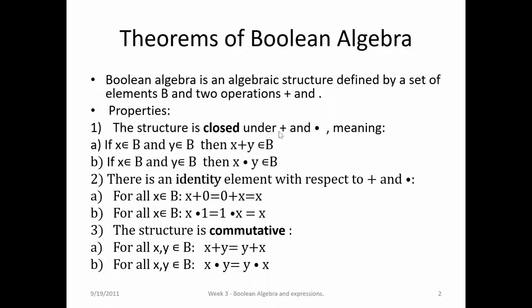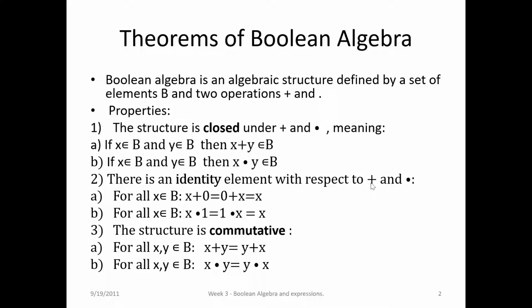Okay, so in here you see the structure is closed under plus or dot, meaning, considering it as a set, if X belongs to group B and Y belongs to group B, then X plus Y also belongs to group B. Now, if X belongs to group B and Y belongs to group B, X dot Y also belongs to group B.